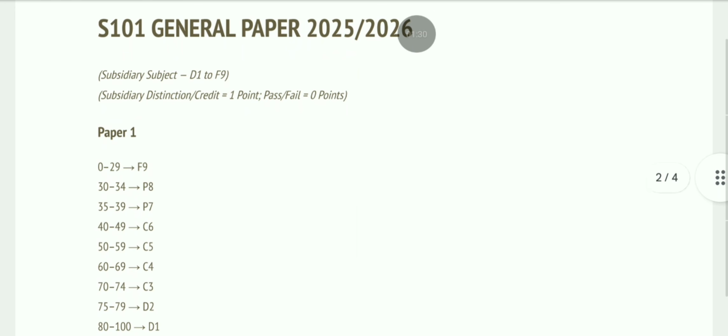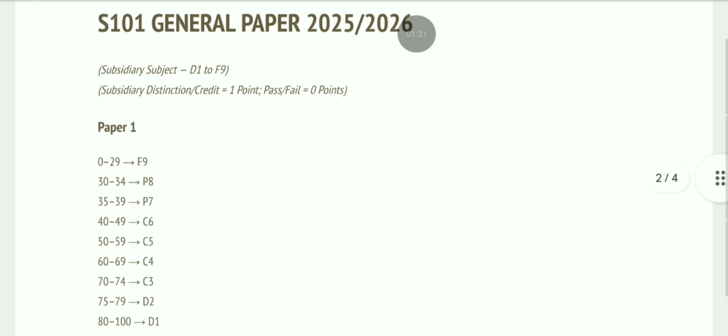So this is the grading for general paper. From 0 to 29, you got an F9, you didn't have a point. 30 to 34, you got a pass 8, you didn't have a point. 35 to 39, you got a pass 7, you didn't have a point. 40 to 49, credit 6, you got a point. 50 to 59, credit 5, you got a point.